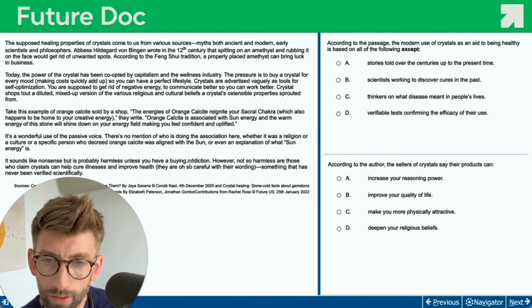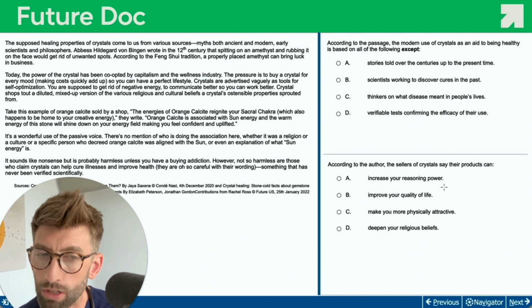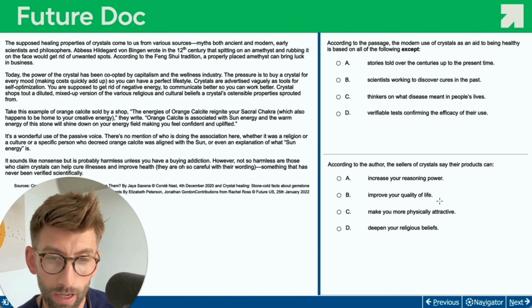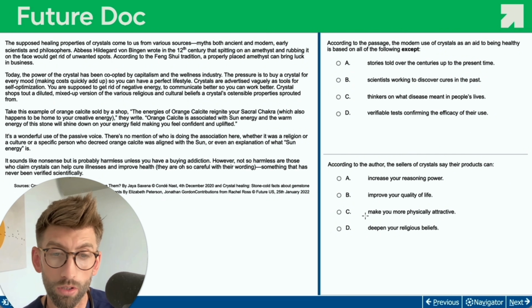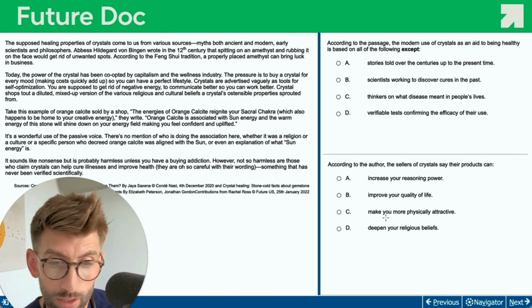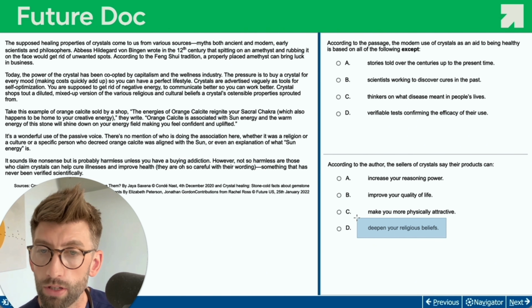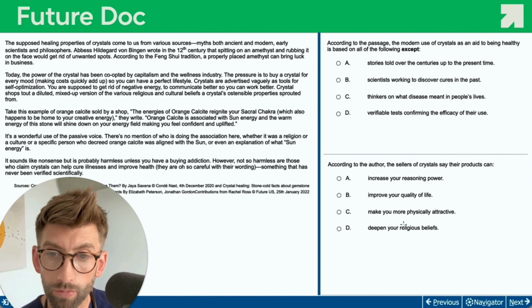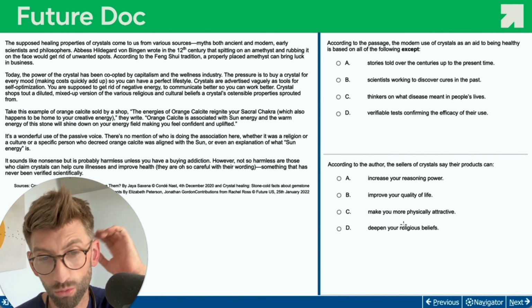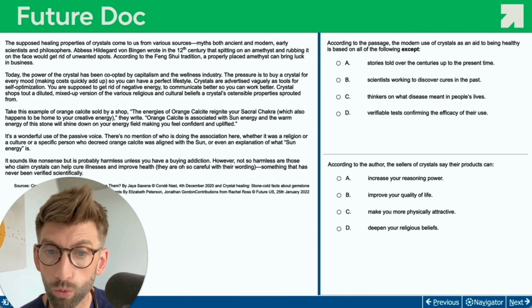So now that gives me enough to go back and assess these answers. So increasing your reasoning power doesn't say anything about reasoning power. Improve quality of life. Well, it does say a lot of things for that, but let's have a look at the other ones. Make you more physically attractive. Doesn't say anything about that. And it says about religious beliefs. There are religious reasons, but it doesn't actually say anything to do with improving your religious beliefs, right? Or deepening religious beliefs. So the answer is B, but it is a lot of work just to get this answer.